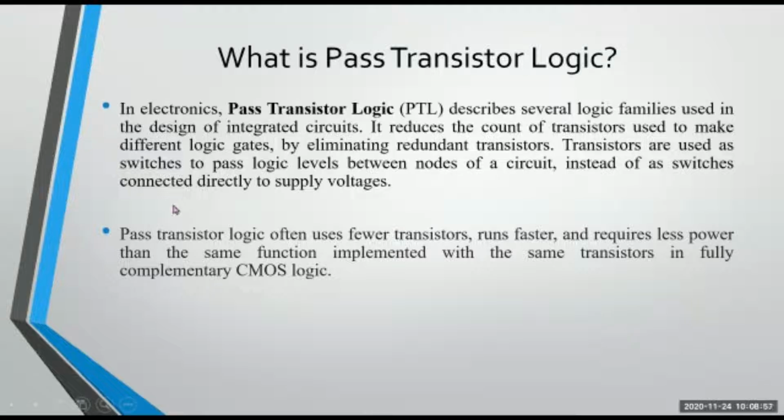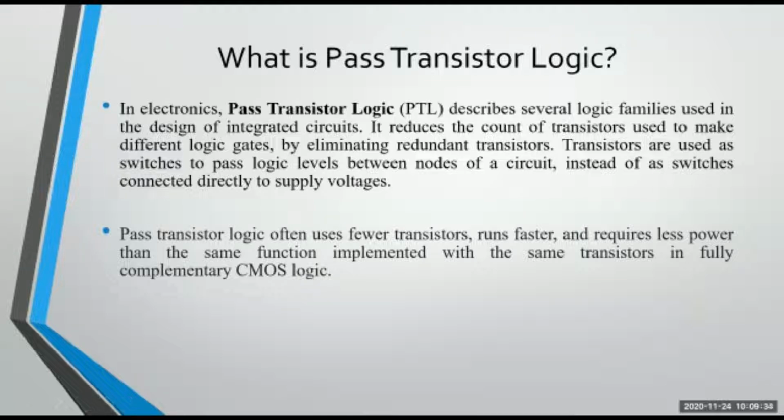Transistors are also used as a switch to pass the logic between the nodes of the circuit. There will be different kinds of nodes between the supply voltages, from the high supply voltage to the low supply voltage, which we call VDD and ground terminals. Between these two supply voltages, there will be different kinds of logic. At these different nodes, we are supposed to pass the logic, in terms of logic 1 or logic 0, which is nothing else but our signal, instead of using switches directly connected to the supply voltages.